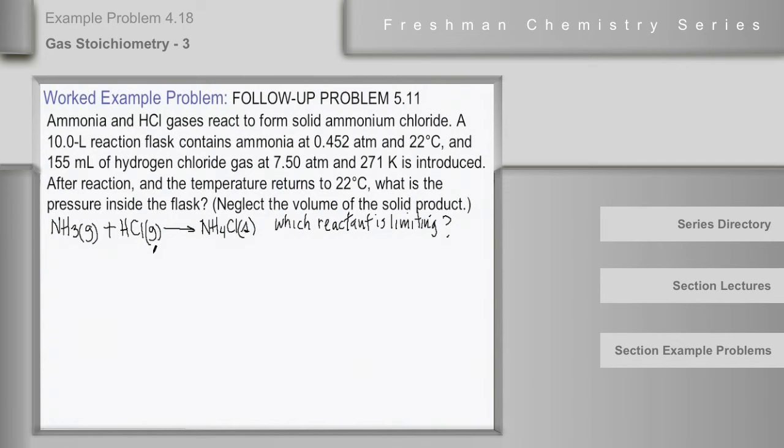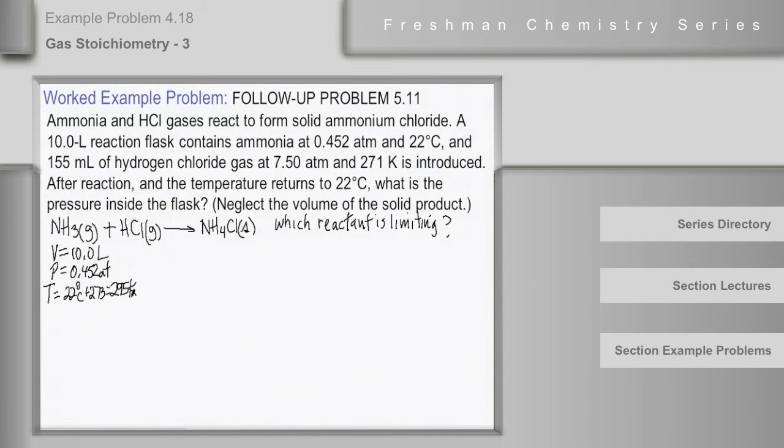So let's first of all look at the number of moles of ammonia that we have. First of all, the ammonia is in the 10-liter flask, so the volume of the ammonia is 10 liters. The pressure of the ammonia is 0.452 atmospheres. And the temperature is 22 degrees Celsius plus 273 equals 295 kelvins.